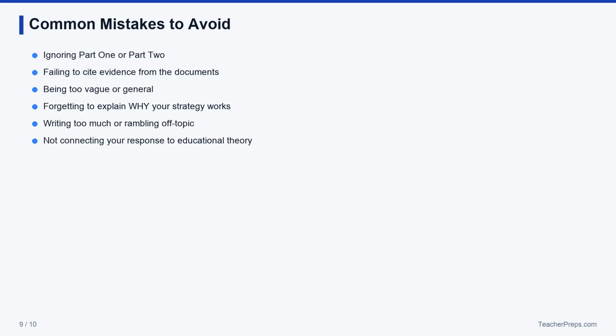Let's quickly review common mistakes to avoid. Don't ignore either Part 1 or Part 2. Both parts are required, and skipping one dramatically hurts your score. Don't fail to cite evidence from the documents. This is one of the most common mistakes. The documents are there for a reason. Use them. Don't be too vague or general. Specific answers score better than generic ones. Don't forget to explain why your strategy would work. Description alone isn't enough. You need that theoretical connection. Don't write too much or ramble off topic. Stick to what's asked and stay focused. And finally, don't forget to connect your response to educational theory. This is what demonstrates your professional knowledge.